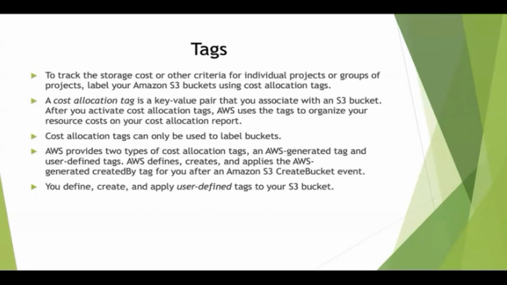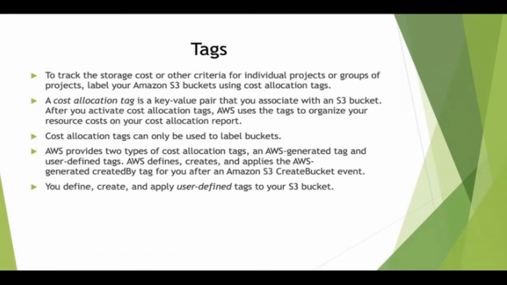In one way, it's just a key value pair that you allocate to a particular resource. So to track the storage cost or any other criteria for your individual projects or group of projects, you can label your S3 buckets using cost allocation tags. A cost allocation tag is nothing but a key value pair that you associate with a bucket. Something along the lines of, this bucket is used for this particular project. So project name, and this is the name of the project. And that tag is associated with that particular bucket.